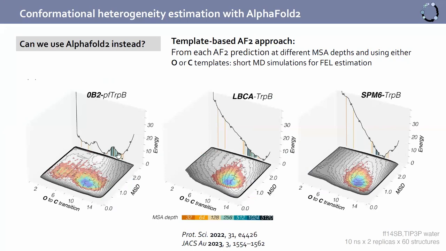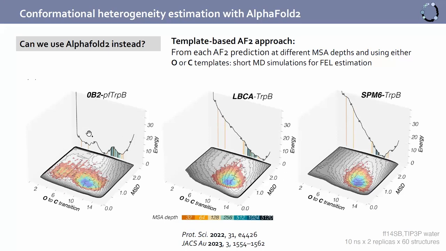So what I'm showing here in gray is the free energy landscape that I showed you before. And on top of it, you see different vertical lines with different colors. Each one of these vertical lines is an AlphaFold prediction in which we changed the number of sequences provided. So the MSA depth we used goes from as low as 32 to up to 5,000. And that's what the colors of the lines mean. And in each one of those, you see that we could actually get a structure with open, partially closed, and closed conformation of the COM domain. We did that for ZWB2, LBCA, and SPM6.